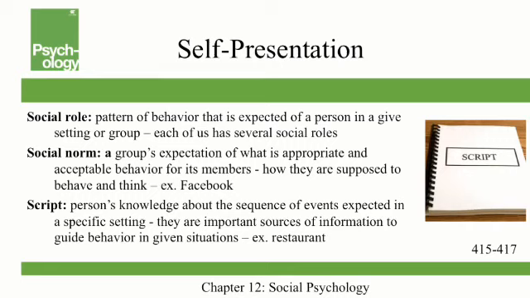A script is a person's knowledge about the sequence of events expected in a specific setting, and they're important sources of information to guide behavior in given situations. So for example, in a restaurant, there's a restaurant script, and there's a difference between a fast food and a sit-down restaurant. So kind of like McDonald's versus the Cheesecake Factory.